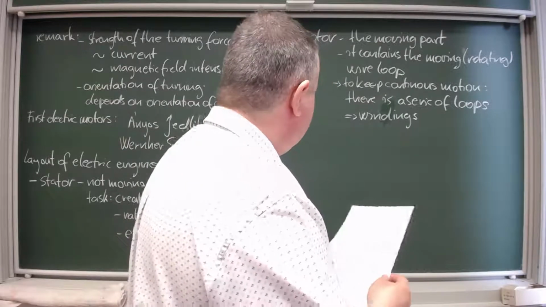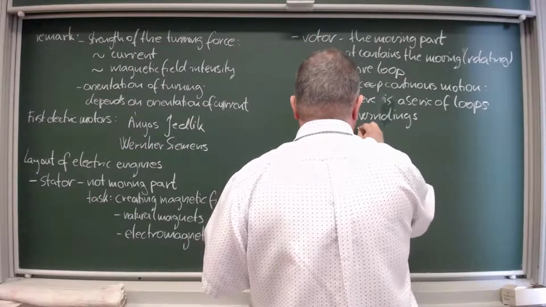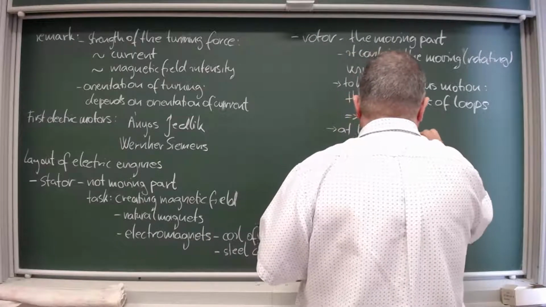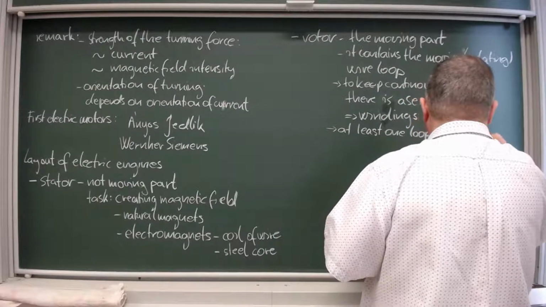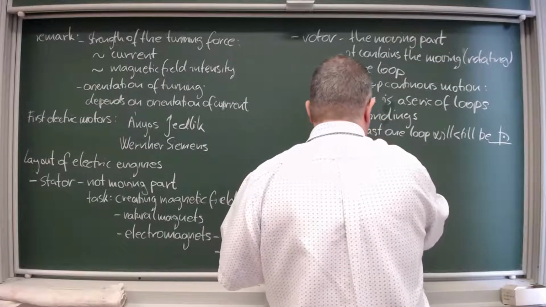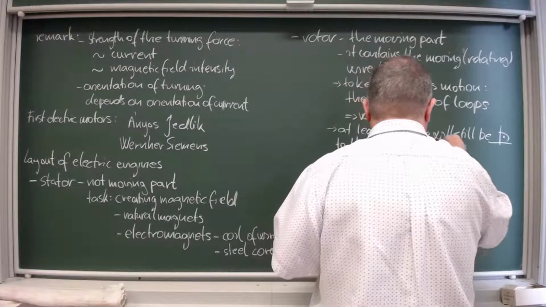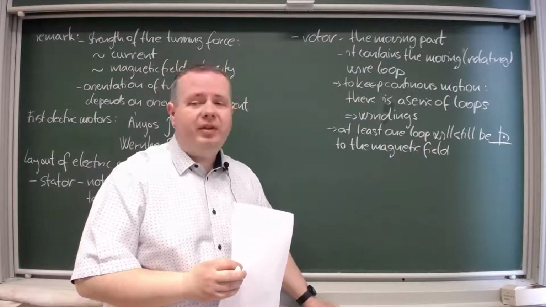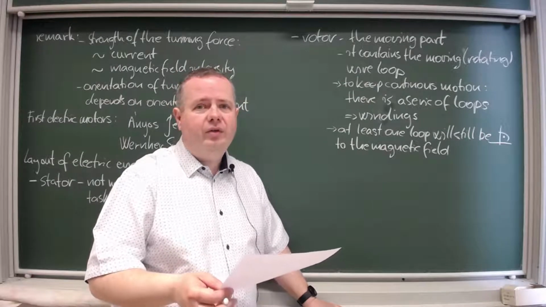Okay. So like this, we will have at least one loop that will still be perpendicular to the field, to the magnetic field. Okay, so at least one loop will still be perpendicular to the magnetic field, so we will have a continuous motion of the rotor.